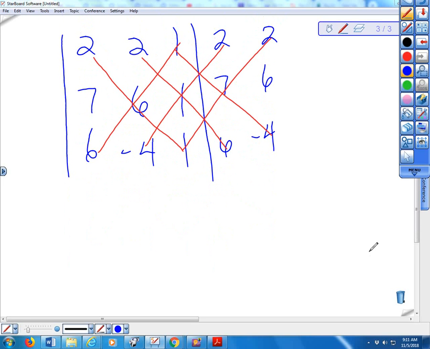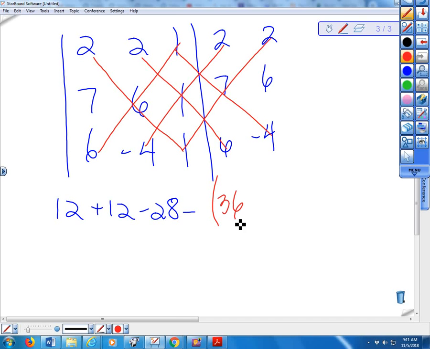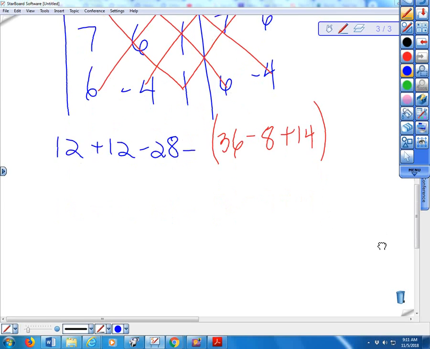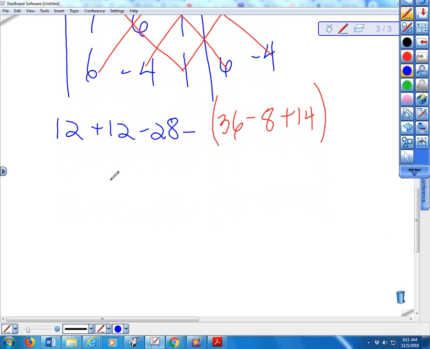So 2 times 6 times 1 is 12. 2 times 1 times 6 is 12. 1 times 7 times negative 4 is negative 28. I'm going to subtract. 1 times 6 times 6 is 36. 2 times 1 times negative 4 is negative 8. 2 times 7 times 1 is 14. With me there? 12 plus 12 is 24, minus 28 is negative 4.